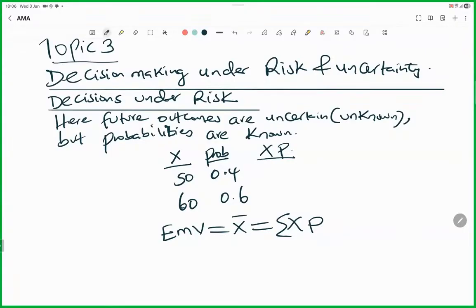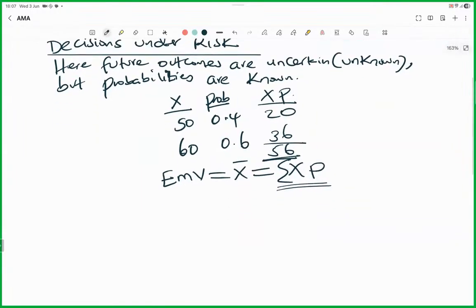So 50 times 0.4 is 20, yeah? 60 times 0.6 is 36. Because at the end of the day, you must sum, which gives us 56 like that. So whenever you see probabilities being given, you know straight away that we are under the risk environment.